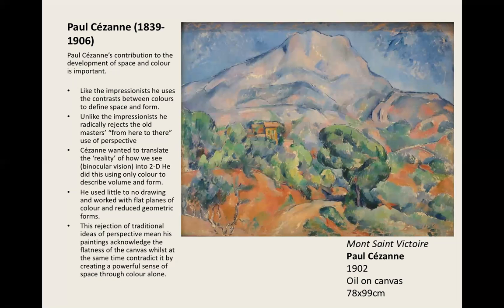So Cezanne was trying to find a way of depicting volume within two dimensions, which is the obsession with, particularly in the 20th century, if you look at a lot of 20th century painting, that is something that became exceptionally important. Things to note about Cezanne was that he used little to no drawing. He's working with flat planes of color and reduced geometric forms. So everything is creating space by color relationships, planes of color abutting one another, creating a sense of space.